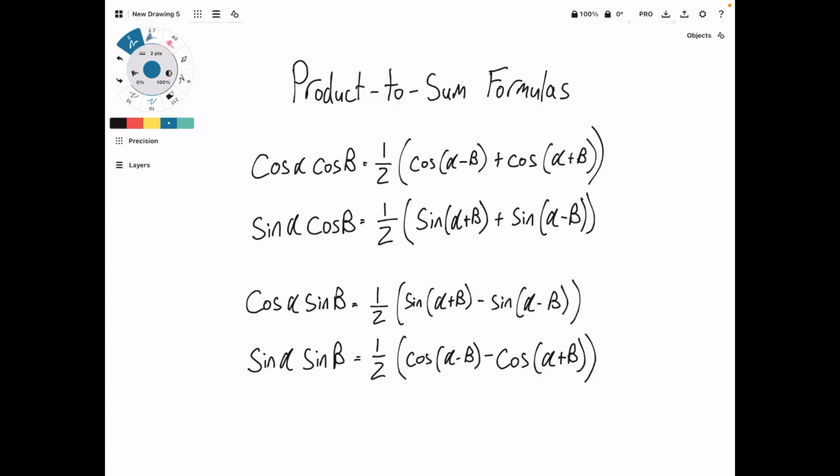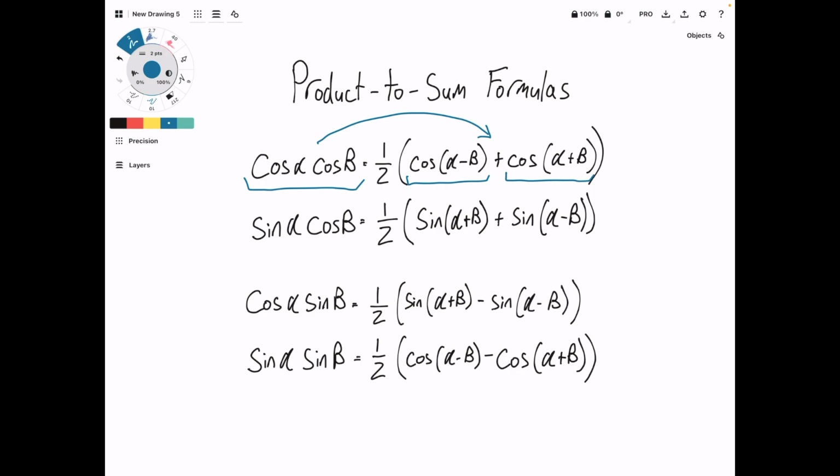In this video, we're going to talk about the product to sum formulas in trigonometry. As the name suggests, what these formulas let us do is take an expression that involves the product of cosine and/or sine and rewrite it in terms that do not involve that product. Our first formula here, for example, shows that cosine of alpha times cosine of beta equals 1/2 cosine of alpha minus beta plus cosine of alpha plus beta.